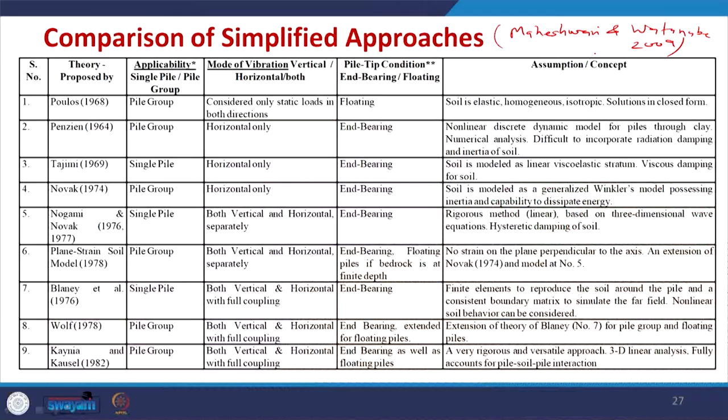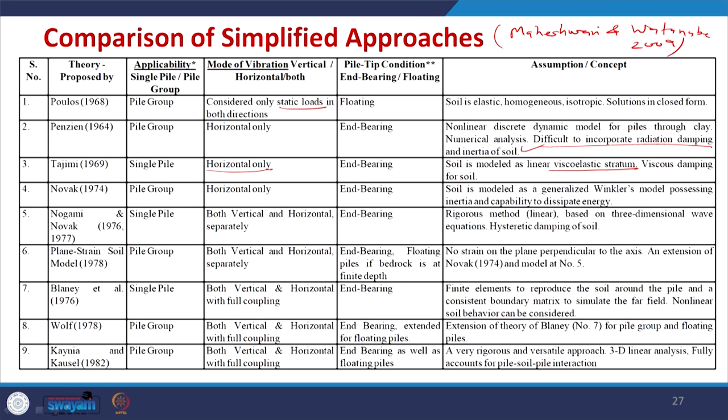Then Penzien in 1964 was for horizontal vibration only, and pile groups with end bearing piles were considered. However, lumped mass models were considered difficult for incorporating radiation damping and inertia of soil. That is why this theory, even though developed in 1964, was not in an acceptable form. Then Tajimi in 1969 was the first work on pile dynamics, but on the horizontal mode of vibration, considering a viscoelastic stratum, which we have already discussed in detail.